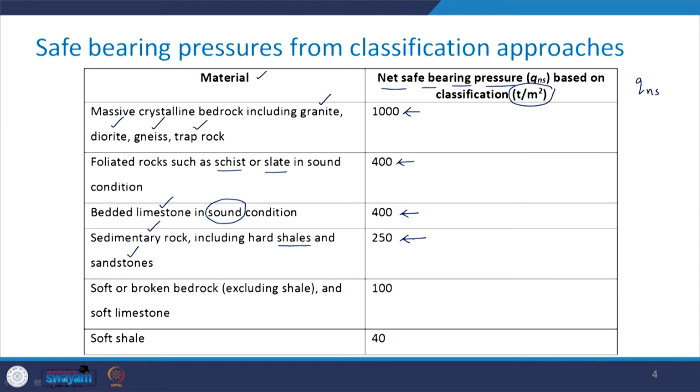When at the site you have soft or broken bedrock, excluding shale and soft limestone, the net safe bearing pressure further reduces and can be taken as 100 ton per meter square. However, in case of soft shale, this value gets very low and can be taken as 40 ton per meter square.